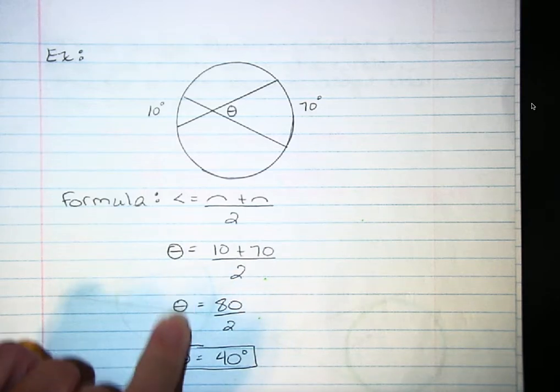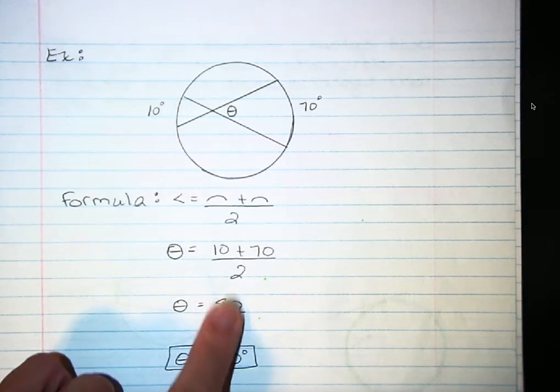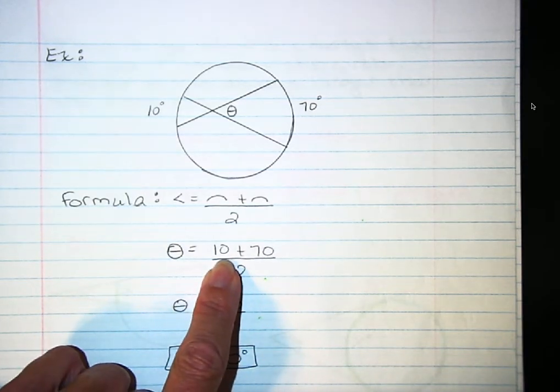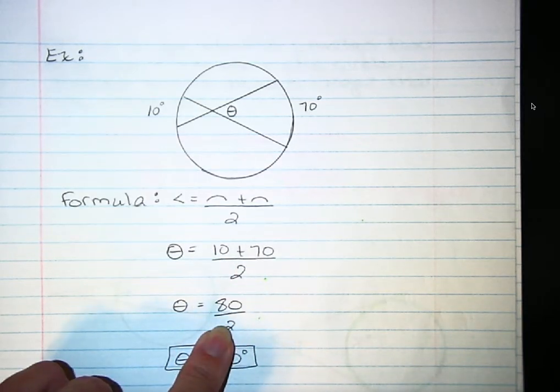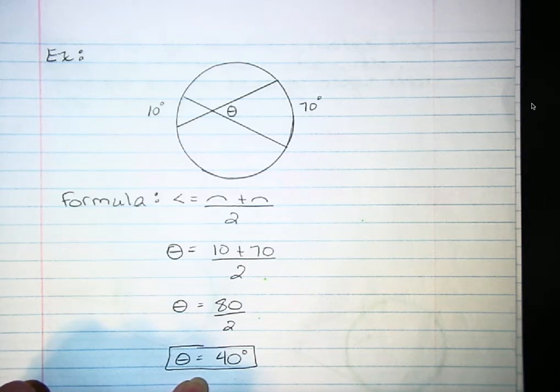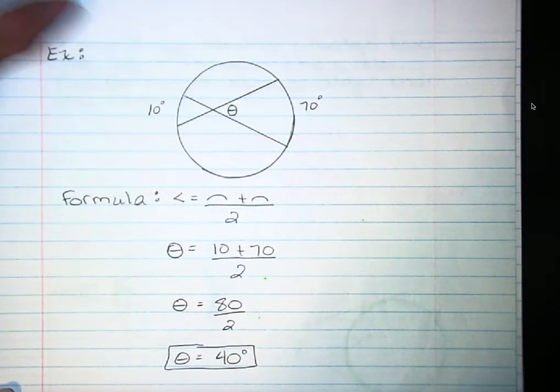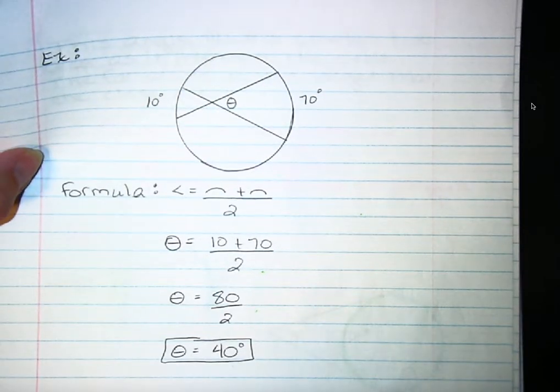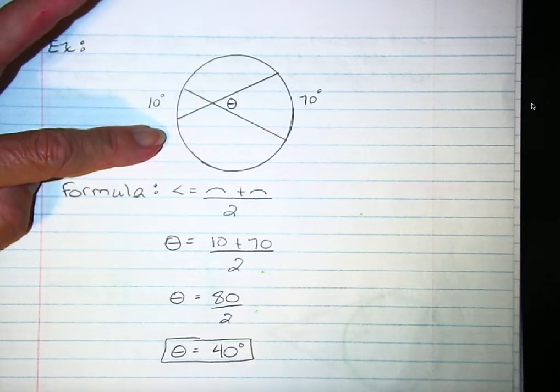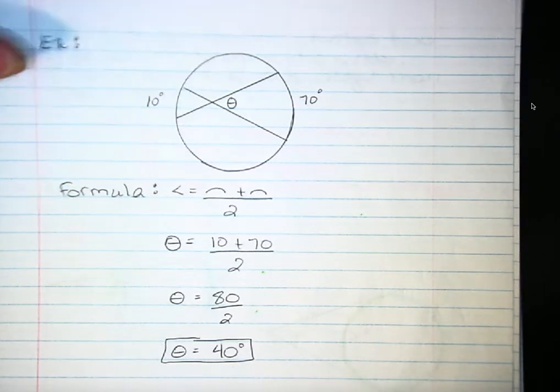So this one's actually pretty straightforward. It's actually a little easier than the other one, because all I have to do is say 10 plus my 70 divided by 2. So that would be 80 divided by 2. So my angle equals 40 degrees. Pretty straightforward, not a whole lot of math to do there. Okay, so that's angles created by chords inside of a circle.